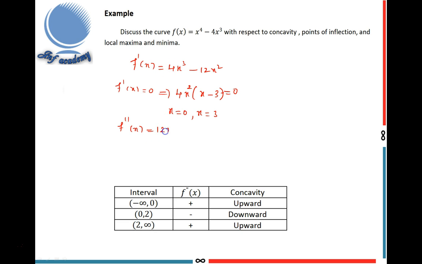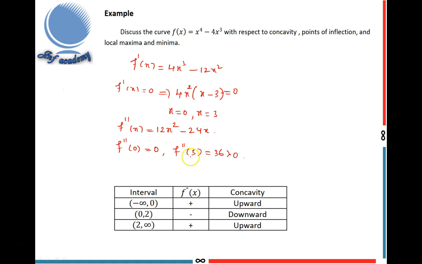This is 12x squared minus 24x. To use the second derivative test, we evaluate f double dash at these critical numbers. First, f double dash of 0, that is 0. f double dash of 3, this is 36. This is greater than 0.